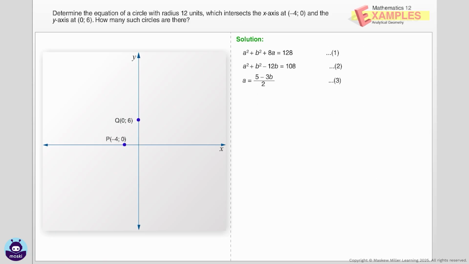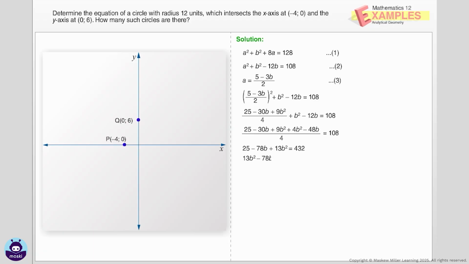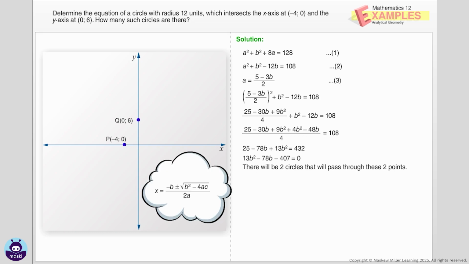Substituting the value of a in equation 2 and expanding the brackets, taking the LCM of the denominator, and multiplying both sides by 4, we get 13b square minus 78b minus 407 equals 0. This is a quadratic equation, and there will be 2 roots to this equation. This also means that there will be 2 circles that will pass through these 2 points. We can now find the roots of the equation using the quadratic formula.